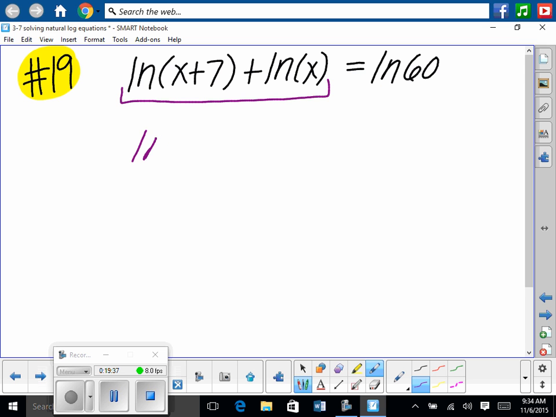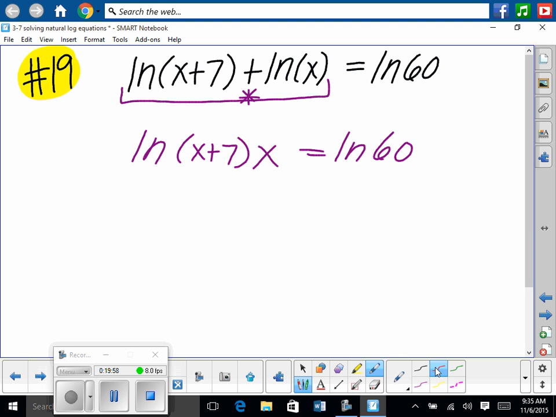So we have the ln of x plus 7, and then when you add logs, you multiply. So times x. Is everybody following? So that's equal to the ln of 60. Everybody sees how I pulled it into one ln.